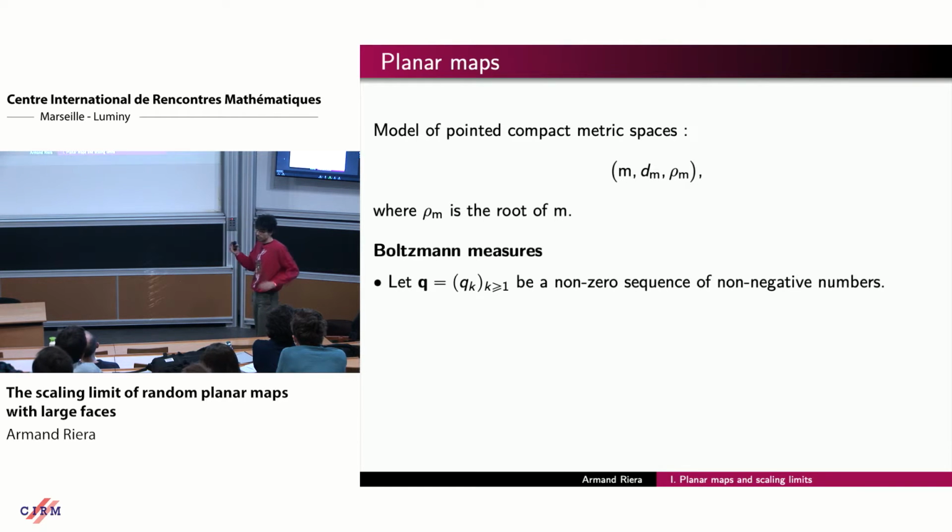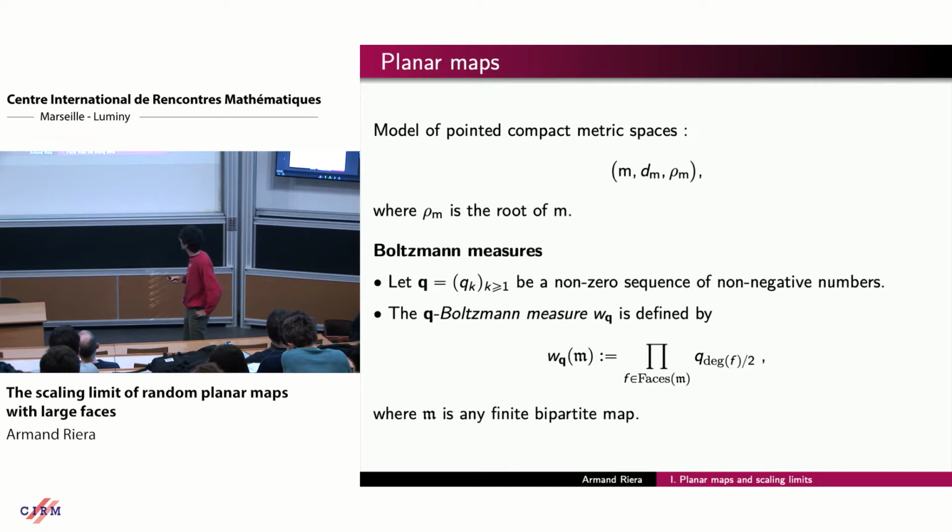The idea is really to generalize the Galton-Watson trees and to have a good measure in a product form. To do that, we fix some weight sequence q of non-negative numbers, and we introduce the following measure. The mass of a map M is just the product over the faces of q of the half perimeter of the face. Of course this is not a probability measure.